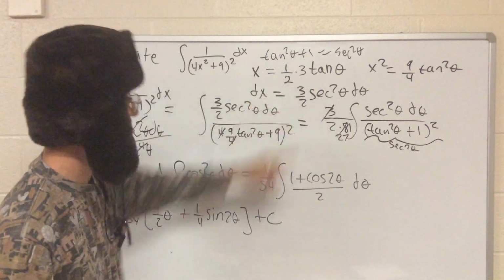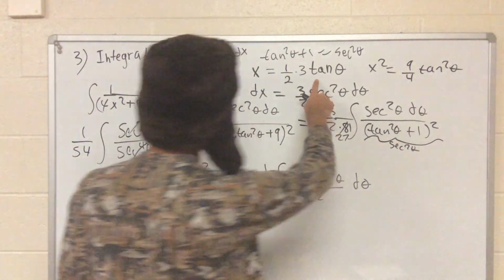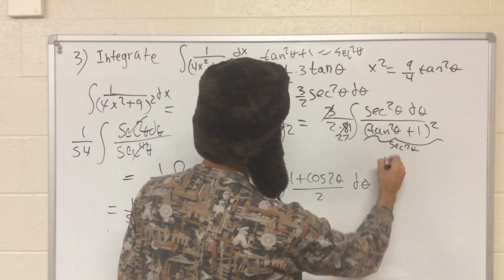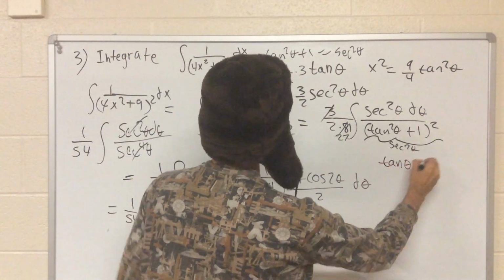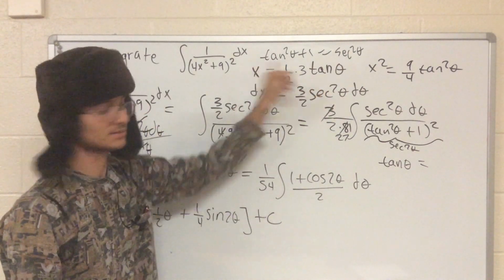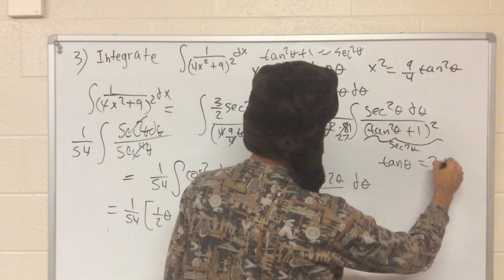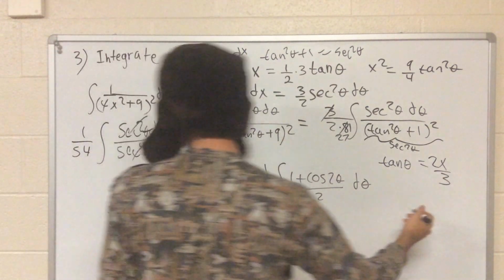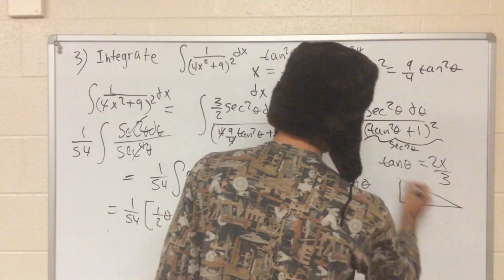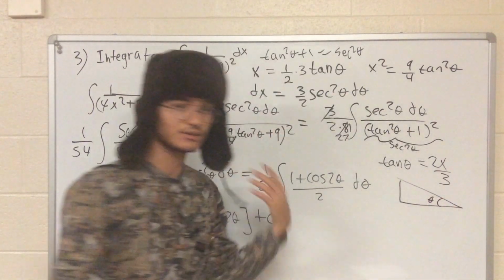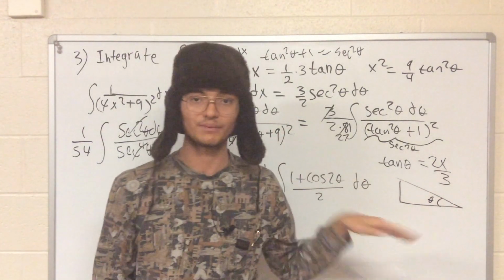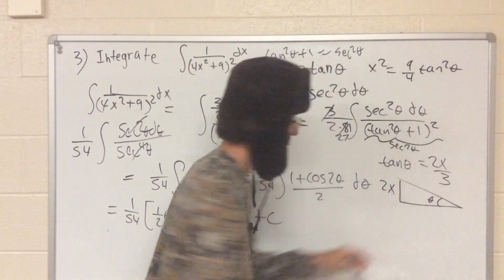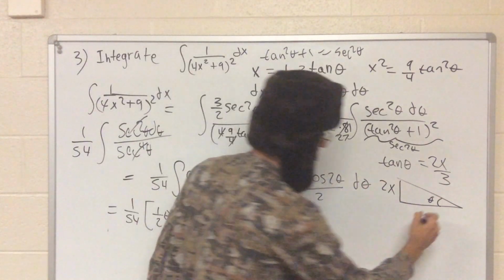We know that tangent theta will be something like this. If we solve for tangent theta, we have tangent of theta equals 2x divided by 3. So 2 times x over 3. And if we use a right triangle, we have theta over here. Tangent of theta, the definition, is opposite over adjacent. So we have 2x on the opposite side, and 3 on the adjacent side.